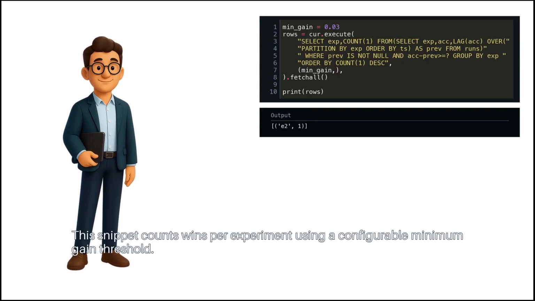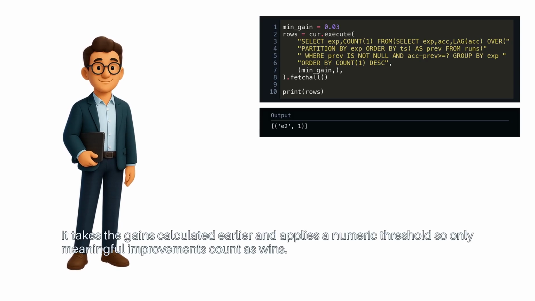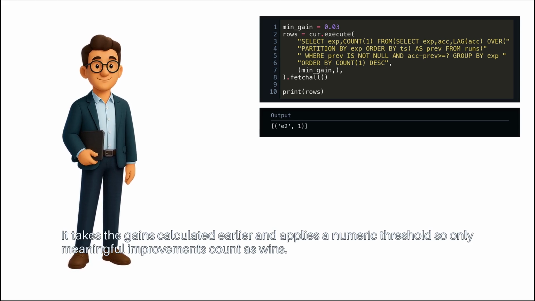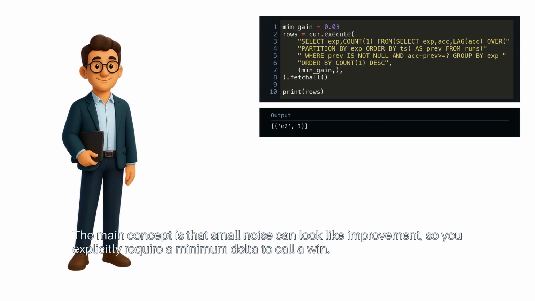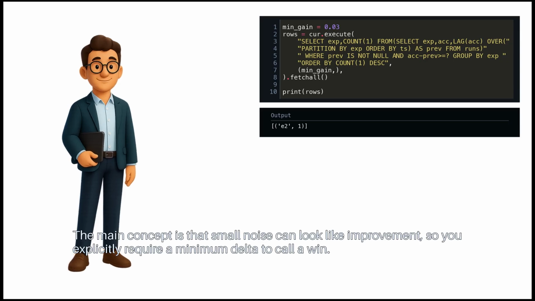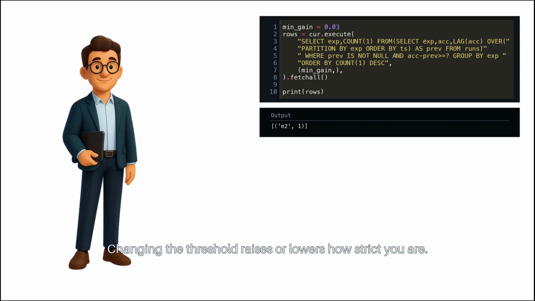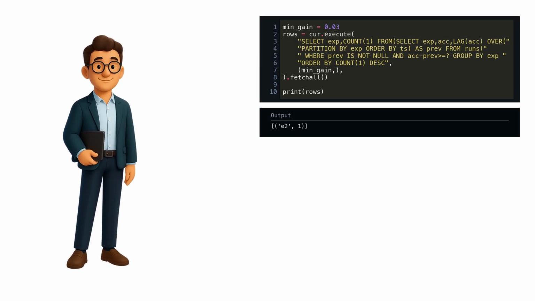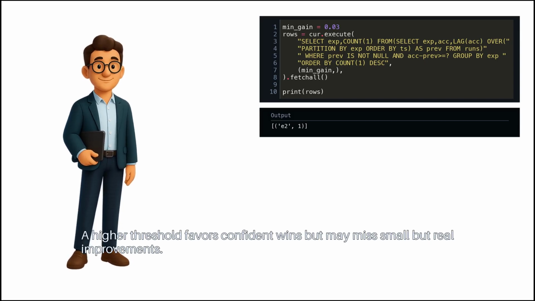This snippet counts wins per experiment using a configurable minimum gain threshold. It takes the gains calculated earlier and applies a numeric threshold so only meaningful improvements count as wins. The main concept is that small noise can look like improvement, so you explicitly require a minimum delta to call a win. The important lines filter gains greater than the threshold, then group by experiment and count those rows. Changing the threshold raises or lowers how strict you are. A higher threshold favors confident wins, but may miss small but real improvements.